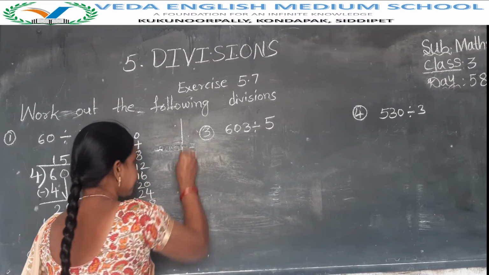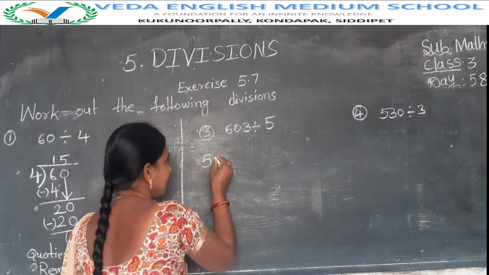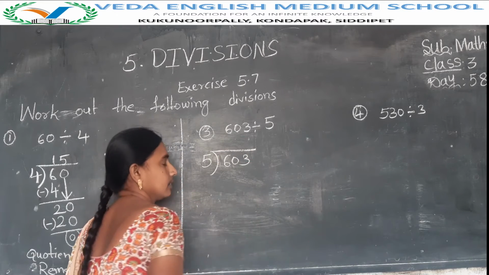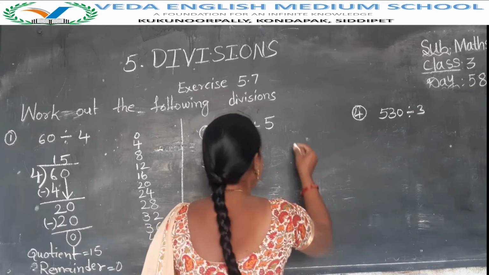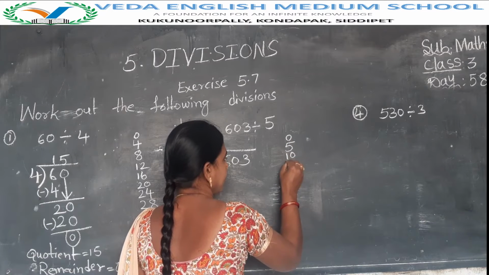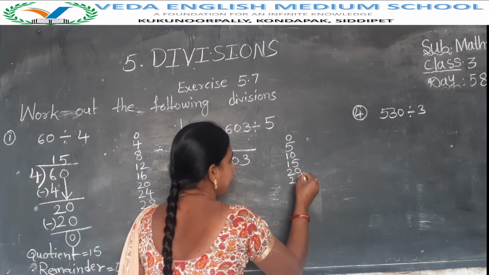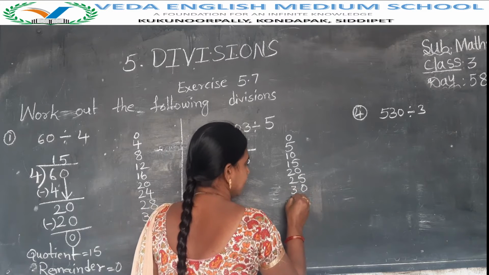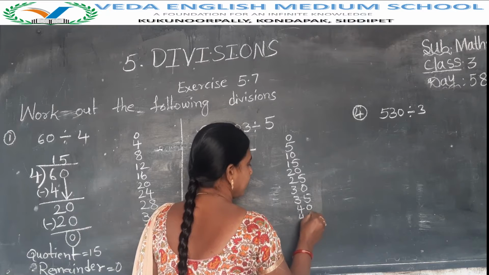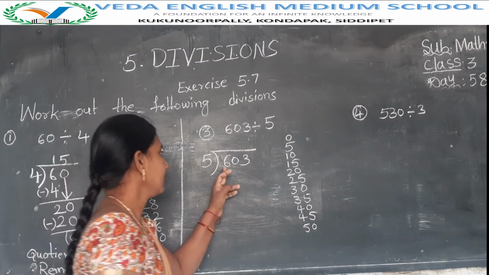Third one. See Nana, in this problem the divisor is 5 and the dividend is 603. Now write the 5 table. 5 zeros are 0, 5 ones are 5, 5 twos are 10, 5 threes are 15, 5 fours are 20, 5 fives are 25, 5 sixes are 30, 5 sevens are 35, 5 eights are 40, 5 nines are 45, 5 tens are 50.